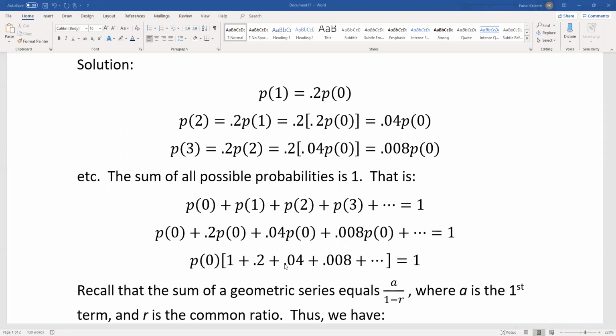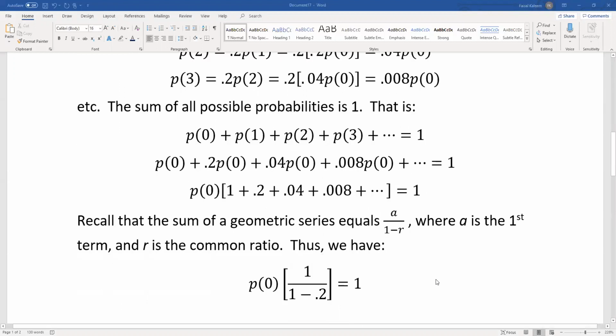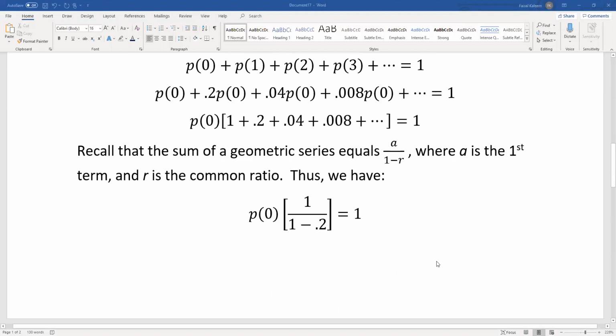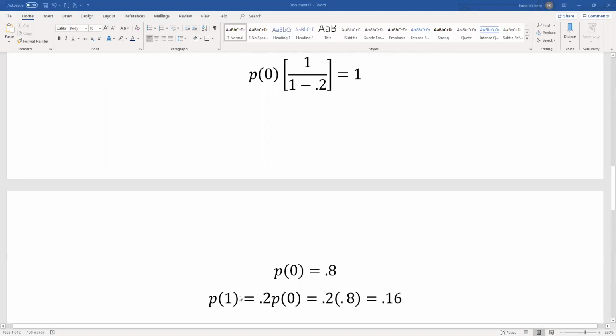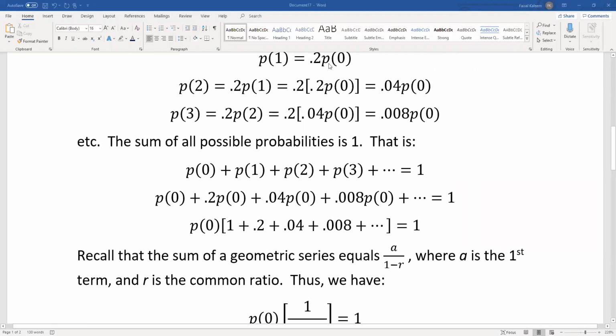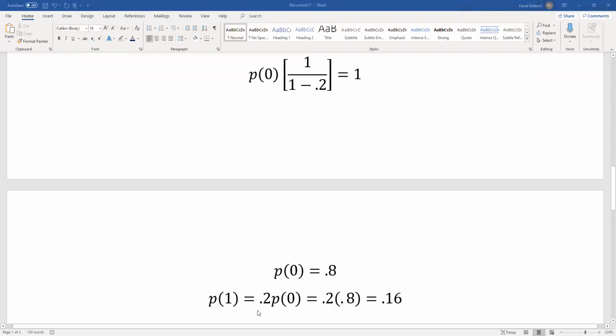Now this is a geometric series, and we know that the sum of a geometric series equals A over 1 minus R, where A is the first term, R is the common ratio. First term is 1, common ratio is 0.2 here, so it'll be 1 over 1 minus 0.2, and then we have this P0 outside, and then when we take this term on the right side, we get P0 equals 0.8. So P1 can also be calculated, that'd be 0.2 P0 from here. P1 is 0.2 P0, so 0.2 times 0.8, 0.16.